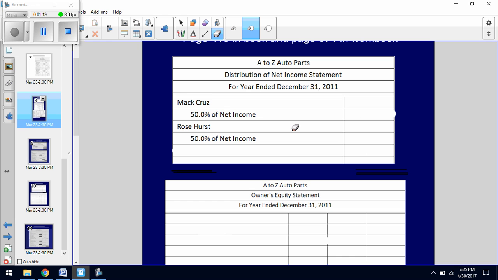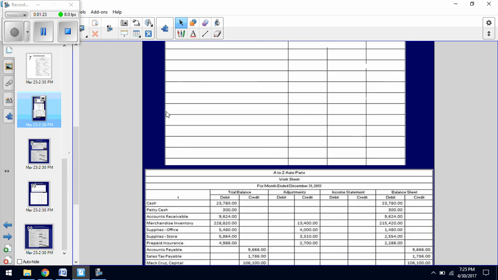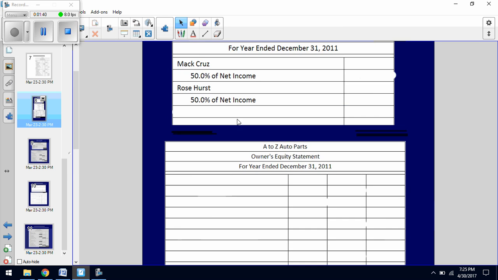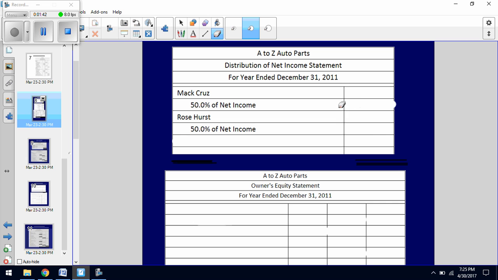Now what we have to do is go back to our worksheet and see what the actual net income was. So I'm going to go back to the worksheet. Right here at the bottom, I'm going to circle it for you. $68,542. So we're going to divide that in half, and that's how much each partner gets to take home with them. And we just simply write that in next to each partner's 50%.